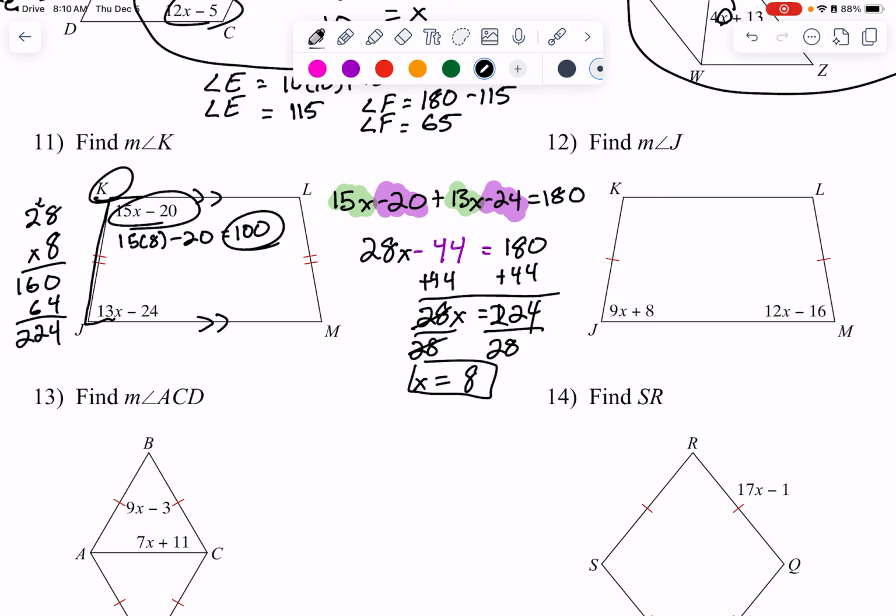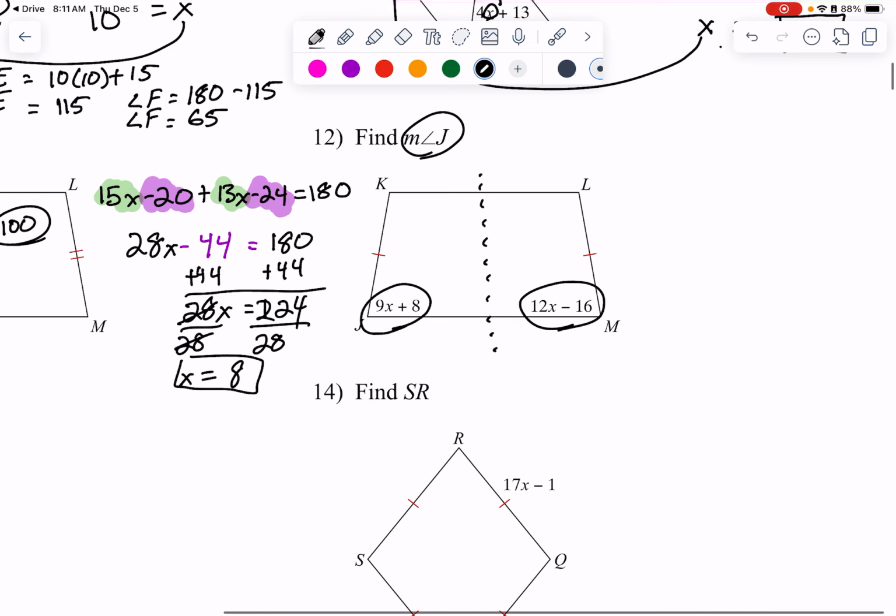Okay, this next one's a little bit different. It says find measure of angle J, which is here. I would honestly say this one is easier. Notice that this has a trapezoid, but it's isosceles, like it's got these two sides that are equal. That tells me that also these two angles are equal. So this is a shorter equation. I have 9x plus 8 equals 12x minus 16. Then I just have a bunch of algebra to do.